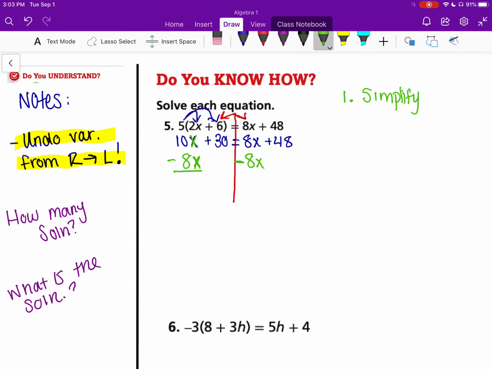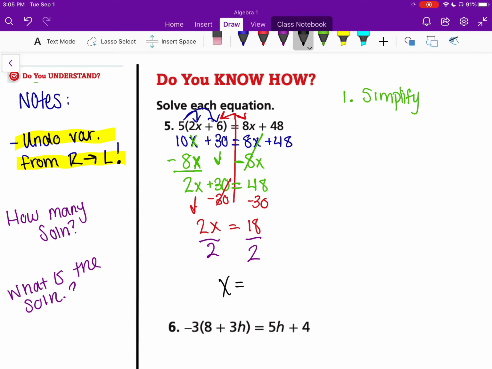Let's simplify. 10x minus 8x leaves me with 2x. I bring down my plus 30. 8 minus 8 is 0, and I have that 48 left. Now I can undo the plus 30 with minus 30 on both sides. Bring down my 2x. Those add to be 0. 48 minus 30 is 18. And I can solve this equation by dividing by 2 on both sides. And I am left with x equals 9.